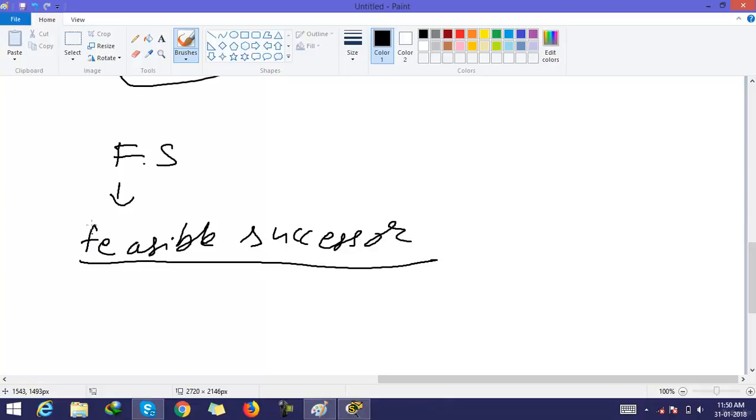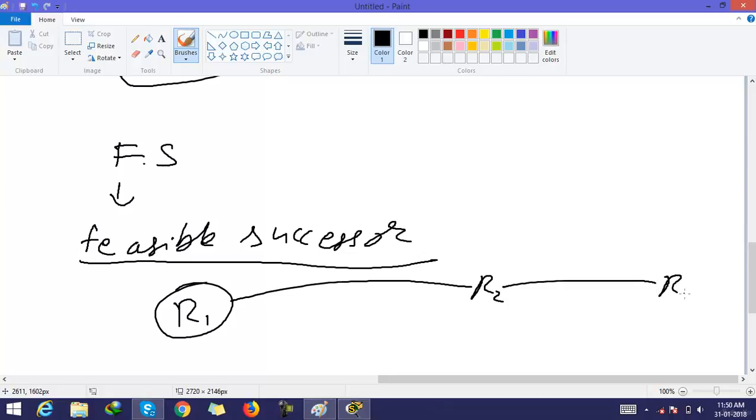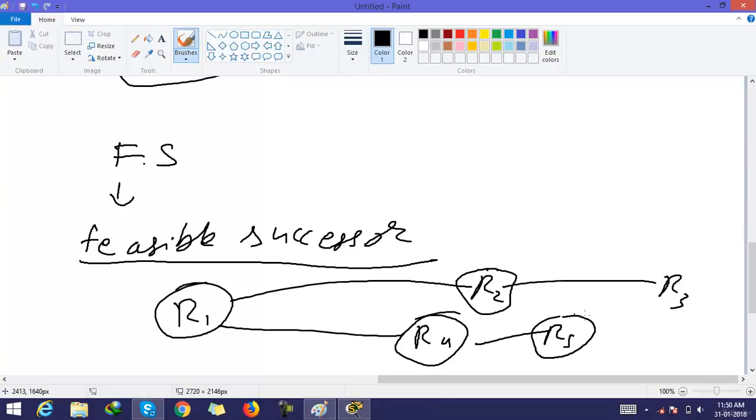For example, you can say R1 is here, this is R2, this is R3, this is R4, this is R5, is connected to this router, and here the network is. So R1 has two paths to reach this particular network. R1 selects this path as the best path, so this path is a successor.